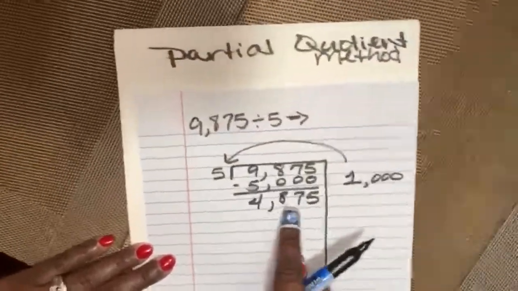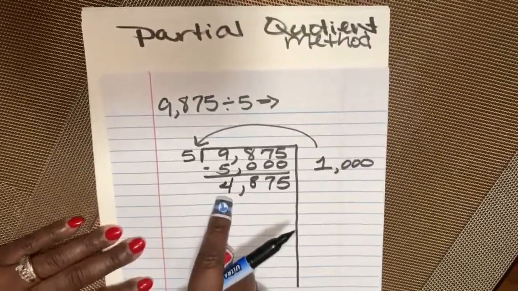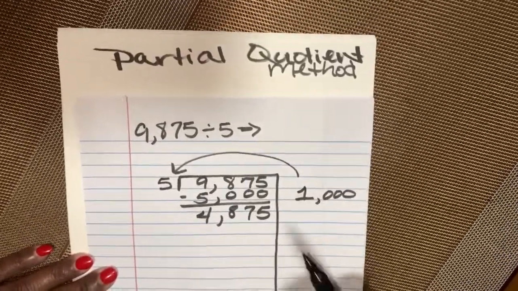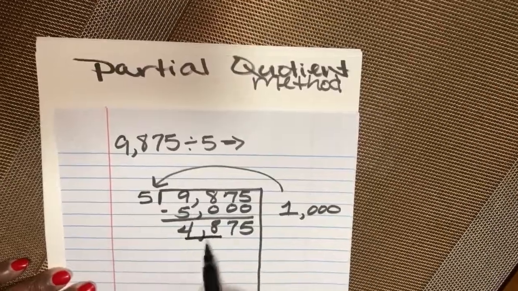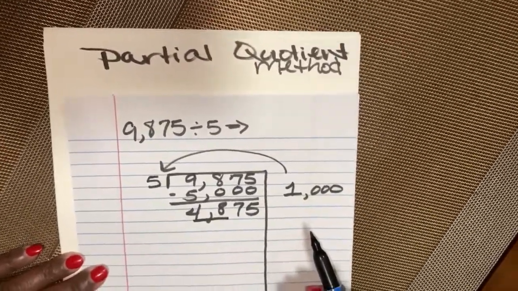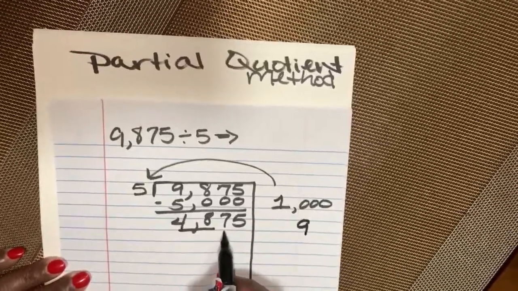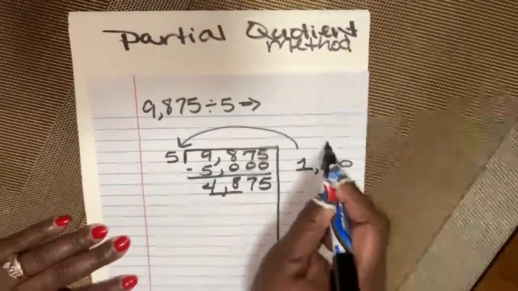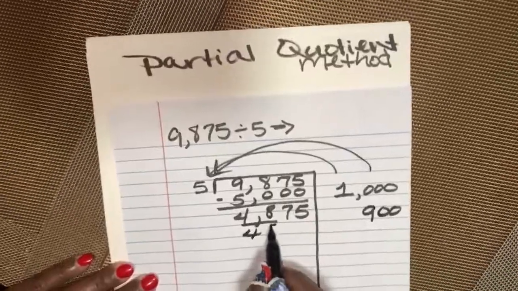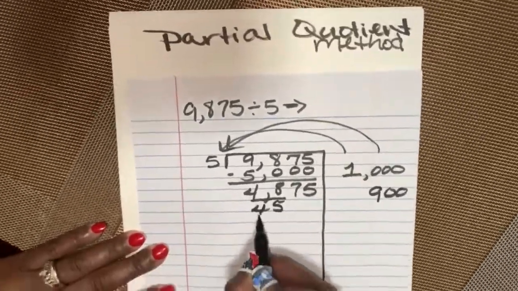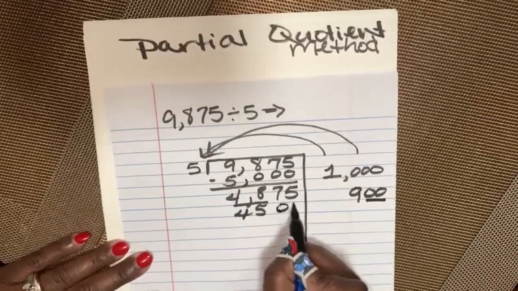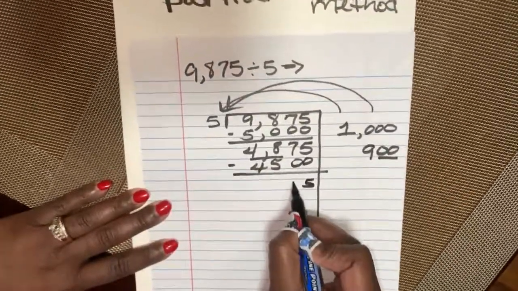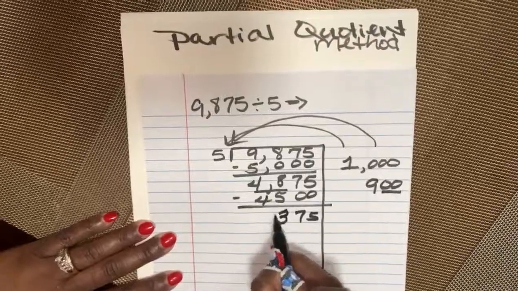4,875. Well, 5 won't go into it 1,000 times. It'll be too big. So we look at this number, 48. 5 times what to get me close to 48? 9. So we put 9 right here. We have 2 numbers left over, so we put 2 zeros. And we go 5 times 9 is 45. Line your numbers up. Don't ever forget that. We got 45 and we got 2 zeros over here, so we put 2 zeros right there. And we subtract. 5 minus 0 is 5, 7. 8 minus 5 is 3. Now we're down to 300.